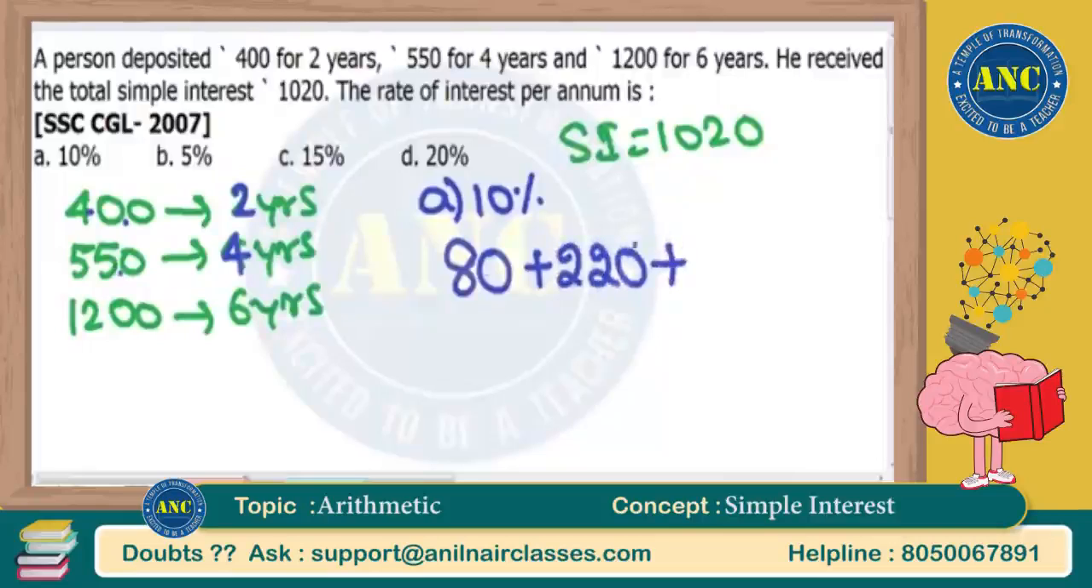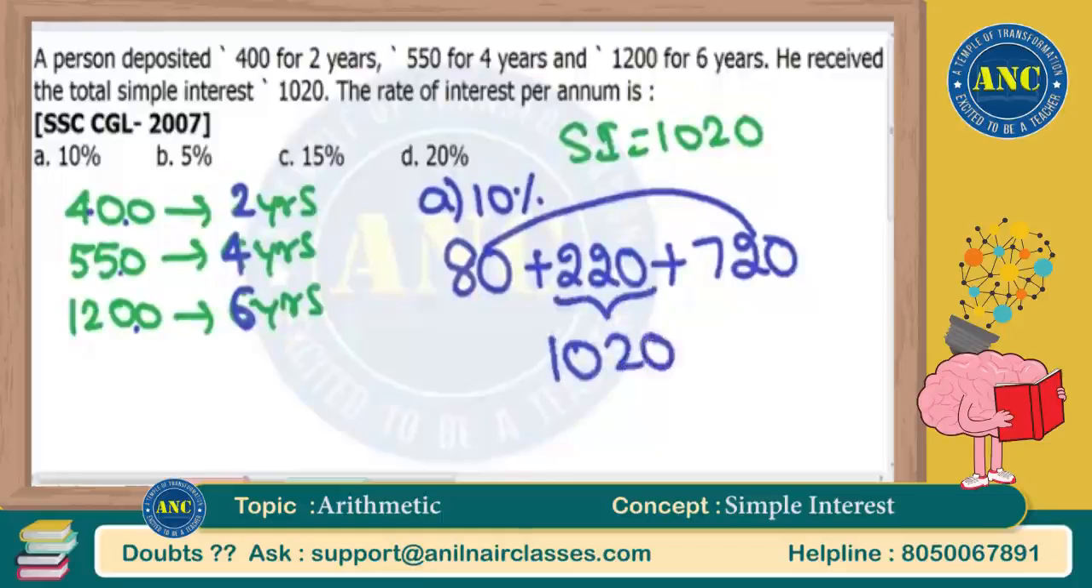Next, for 6 years, for 1 year it is 10, for 6 years it is 60%. 10% is 120, 60% is 6 into 120, which is nothing but 720. Check it out, sir. 720 plus 80 is 800. 800 plus 220 is 1020, which is what is given in the question. Therefore, my assumption of 10% is right. I hope it is clear.